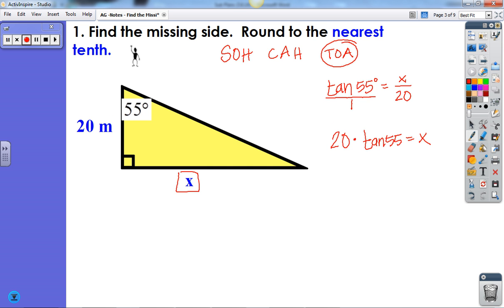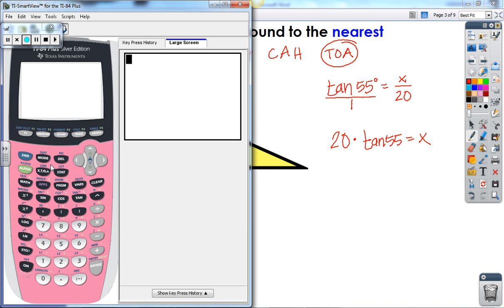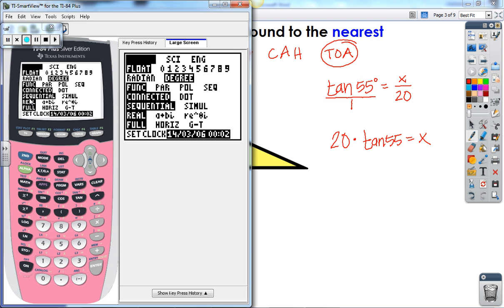So in my calculator, first thing I need to do, again, we did this in class, but I want to make sure that my calculator is in degree mode. So notice how degree is highlighted right here. If radian is highlighted, make sure you arrow down and then over to degree and hit enter so that degree is highlighted.